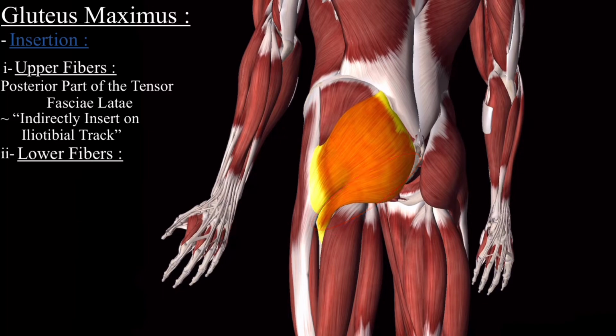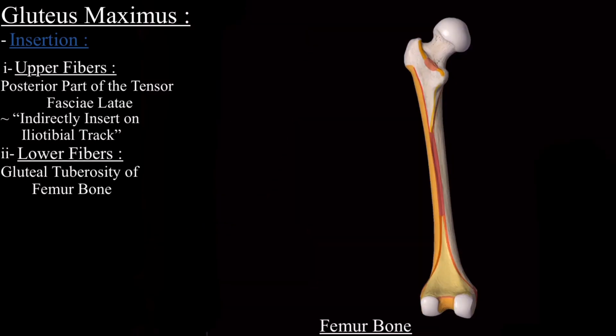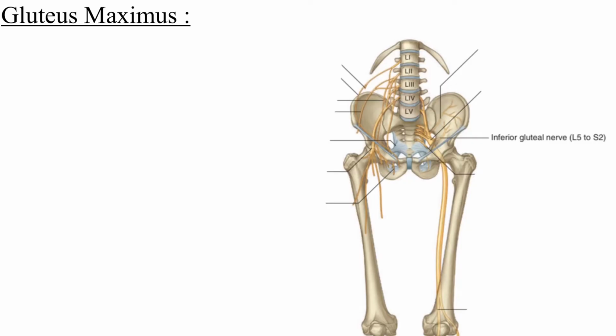The lower fibers of the Gluteus Maximus muscle insert on the Gluteal Tuberosity of the proximal femur. That is, these fibers insert on the Gluteal Tuberosity of the femur bone. This is an isolated femur bone with the posterior view. This highlighted blue is the Gluteal Tuberosity, where the lower fibers of the Gluteus Maximus muscle are inserted.